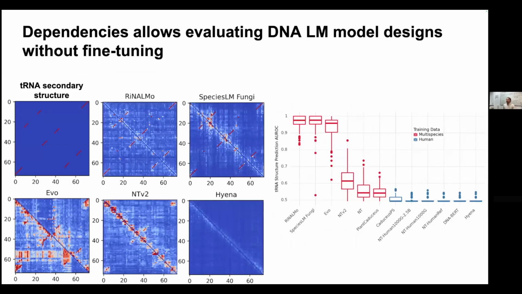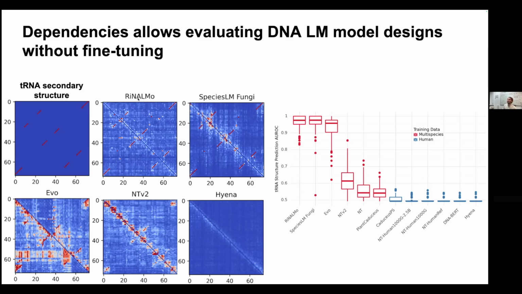So we have seen how these dependencies were able to give us insights into what the model has learned, but can we actually use them to also compare between models without any kind of fine-tuning? So for this, we selected this data set, which is the prediction of tRNA structure in human. Because most models have been trained including human sequences, and many models have been trained only in human. And tRNAs, because tRNAs are some of the most conserved RNAs. They appear hundreds of times. They are conserved across species, and their interactions are also conserved.